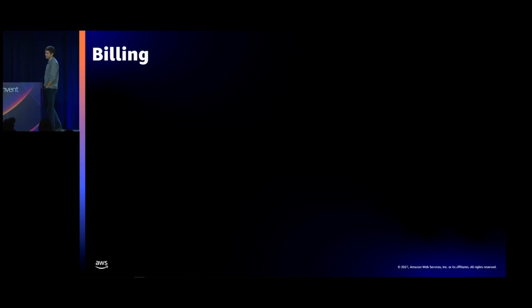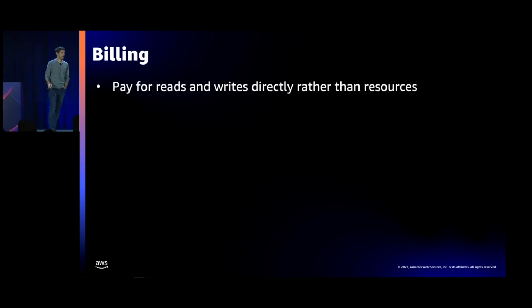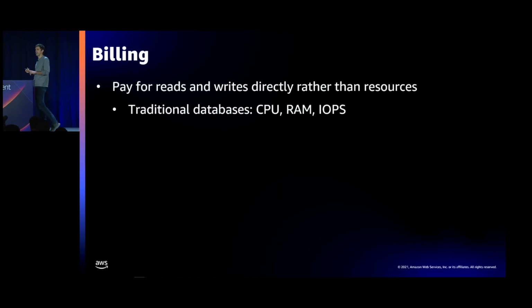If you want to sum it up in one sentence, I would say with Dynamo, you're going to be paying for reads and writes directly rather than just for resources, right? So if you think about a traditional relational database, you're going to be choosing an instance size, which means you need to choose, hey, how many CPUs do I need? How much RAM do I need? How much disk space? How much network I/O? All that sort of stuff.